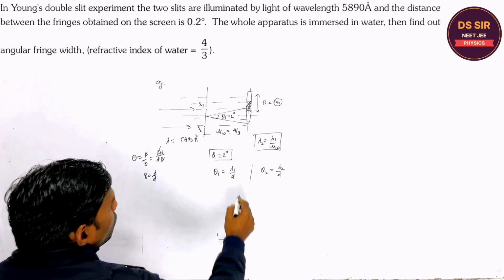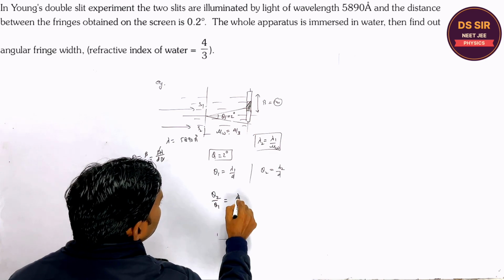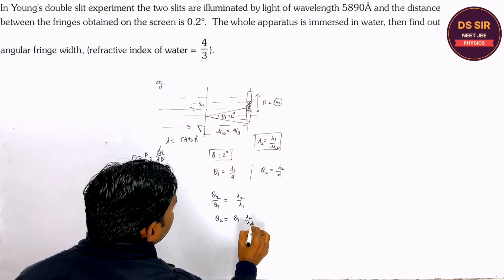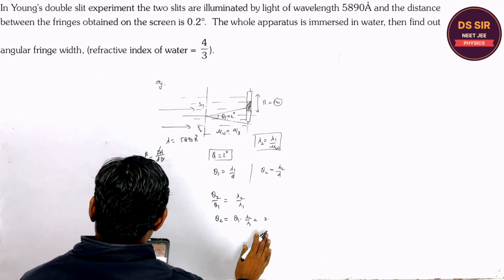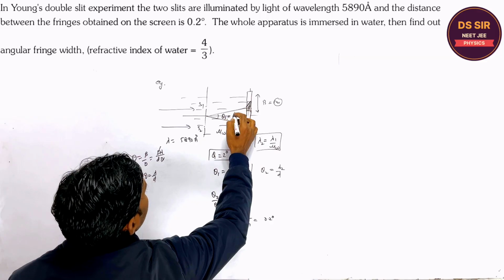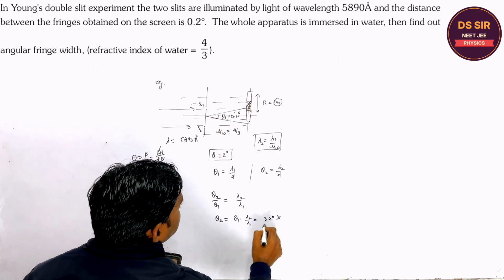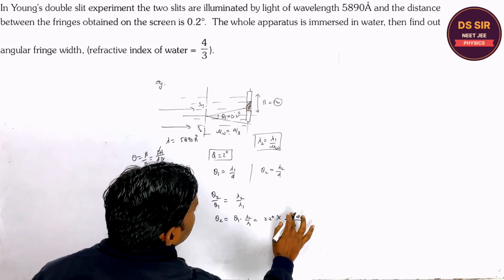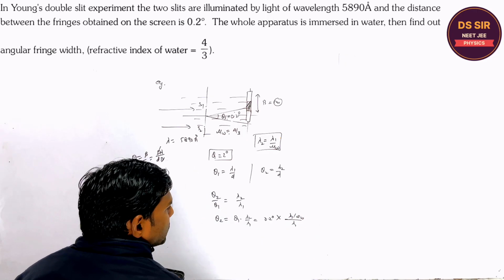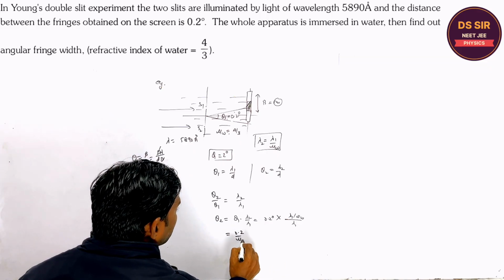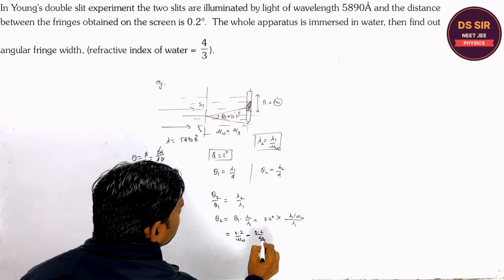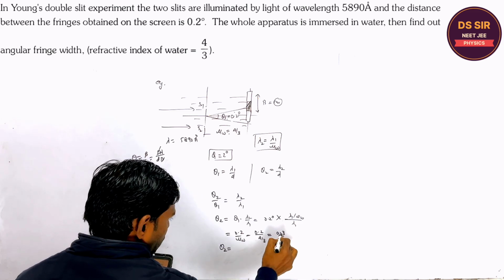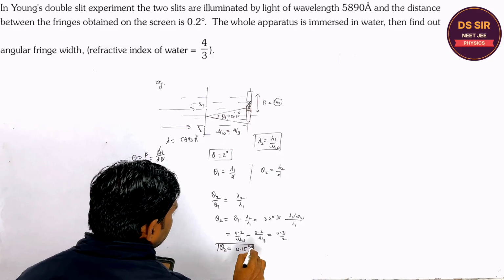Are you getting? So theta 2 upon theta 1 is equal to lambda 2 upon lambda 1. So theta 2 is what? Theta 1 into lambda 2 upon lambda 1. Theta 1 is 0.2 degree. Lambda 2 is what? Lambda 1 upon mu water, divided by lambda 1. So it is 0.2 upon mu water, 0.2 upon 4 by 3. It is equal to 0.3 upon 2, it is 0.12 degree. Is it clear or not?